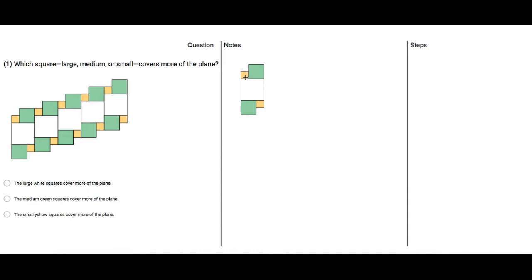Our notes here, I would say that we should probably figure out how many of these smaller squares are in the bigger square so that we can compare them. We want to find some way to compare the two areas.